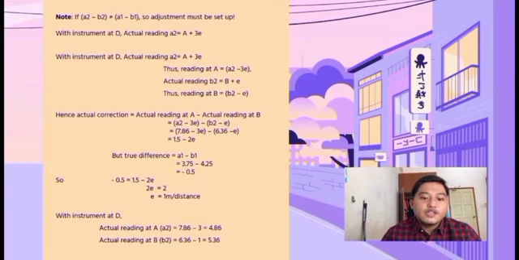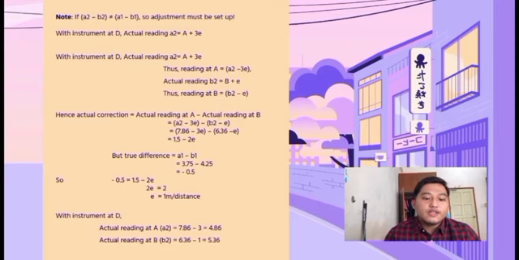7.86 minus 3E minus (6.36 minus E) equals 1.5 minus 2E. But the true difference equals A1 minus B1, 3.75 minus 4.25 equals negative 0.5. Negative 0.5 equals 1.5 minus 2E. 2E equals 2, E equals 1 meter distance.